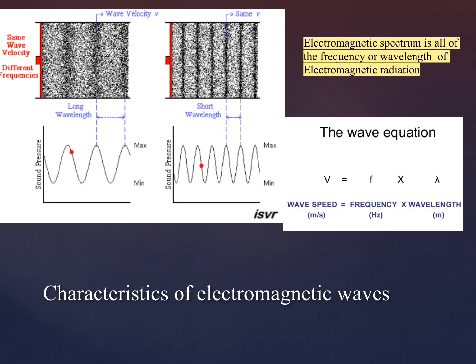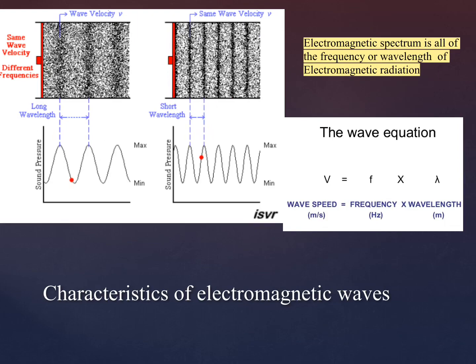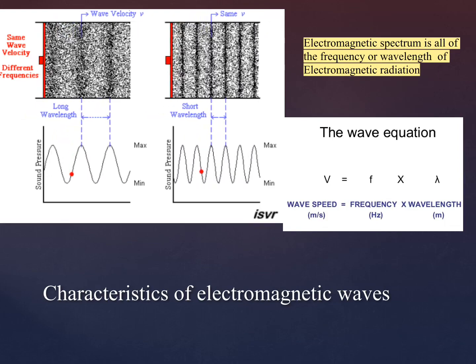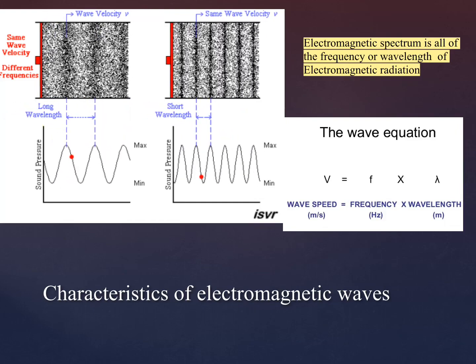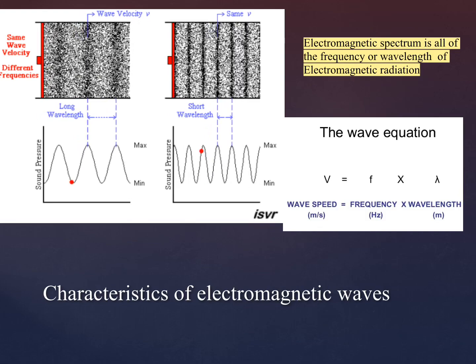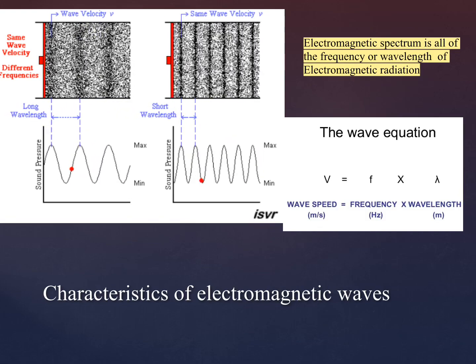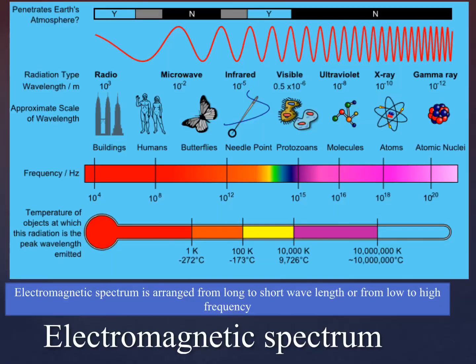What is the electromagnetic spectrum? The electromagnetic spectrum is all of the frequencies or wavelengths of electromagnetic radiation, or you can say the entire range of electromagnetic wavelengths is called the electromagnetic spectrum. According to their wavelength, the electromagnetic spectrum is divided into different regions. Though you will have to know that there is no sharp division between one kind of wave and the next, as you can see in the picture in front of you.